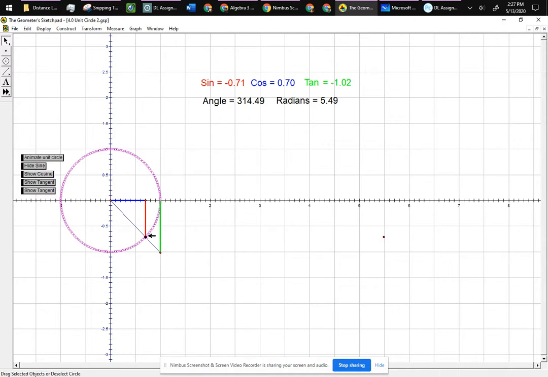So again, that's how you have to figure out whether something's positive or negative, conceptually. But again, just remember All Star Trig Class: all, sine, tangent, cosine. Those are in those respective quadrants. Those are the trig functions that are positive.